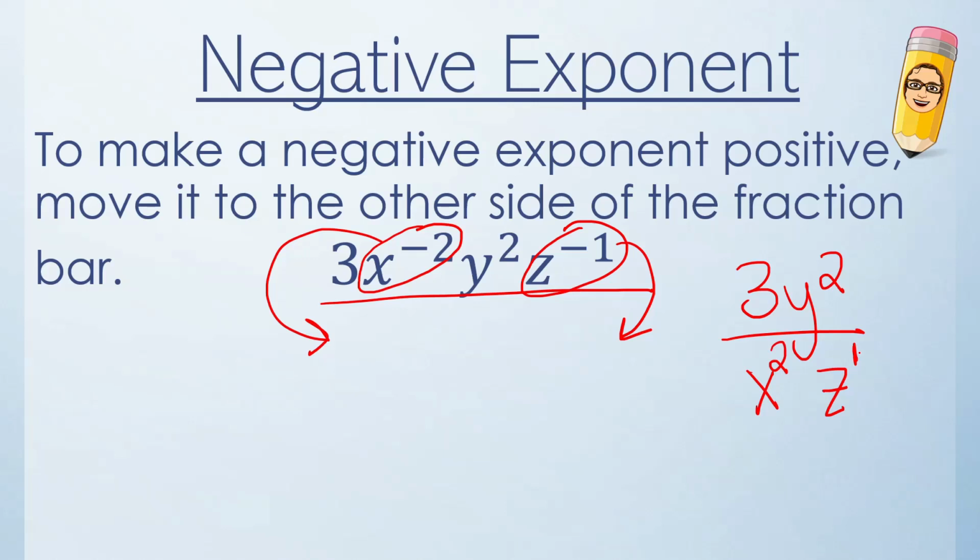I then take a look. Do I have only one base of x? Yes. Do I only have one base of y's? Yes. Only one base of z? Yes. I cannot simplify that problem any further. I always check: do I have one base of each of the letters? Because if I have multiple of that base, that's not done. I've got to keep going.